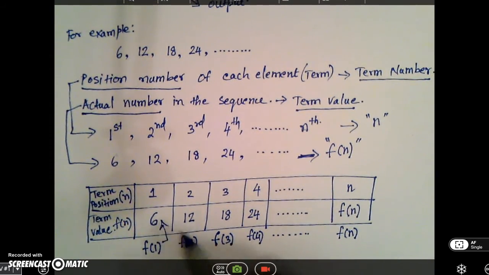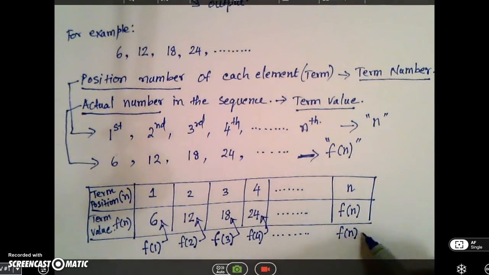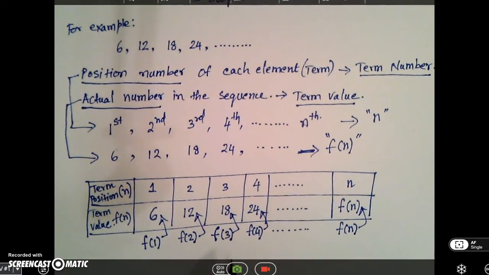So these are my term values. So you have a function which is also a sequence. So a sequence can be represented as a function.